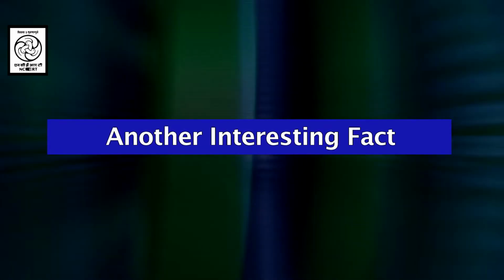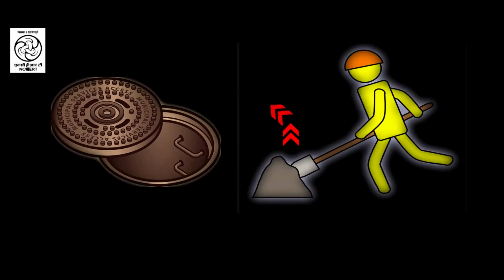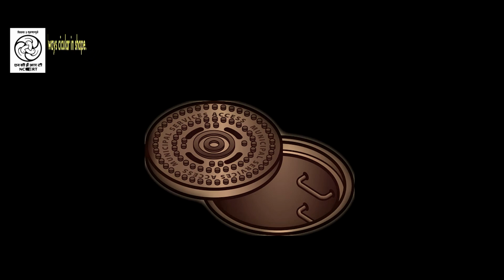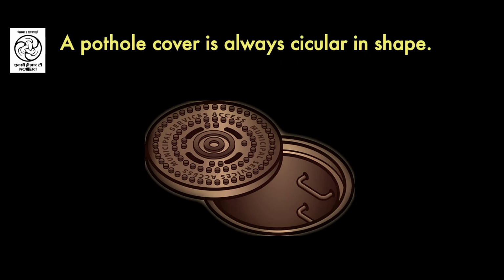Let us move to another interesting fact. Millions of potholes, also called manholes, are scattered throughout the world, giving workers access to underground sewer lines. These manholes and the large hunk of metal that covers them are almost always round. A manhole cover is a circular shape.